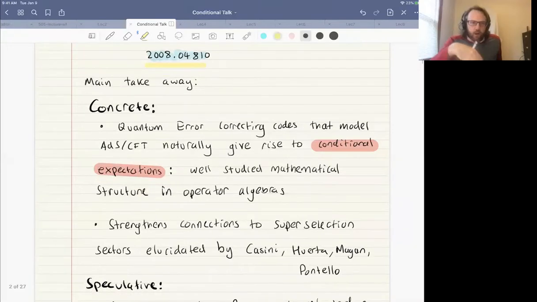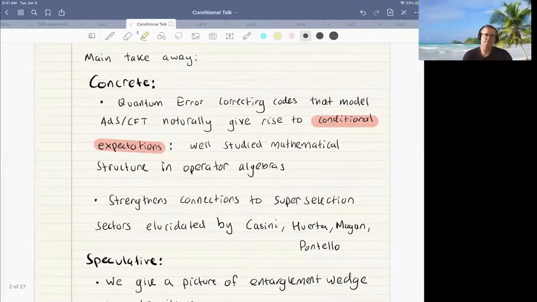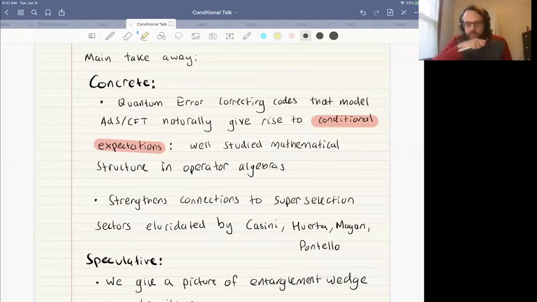This observation also strengthens a connection to a paper that came out a year and a half ago, maybe, which I found very confusing and I didn't really know what to make of. This paper by Horacio and Marinia et al., which made some sort of speculative connections between the mathematical structure of superselection sectors in quantum field theory and the holographic map.